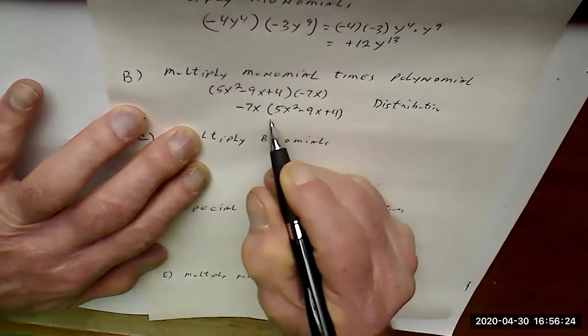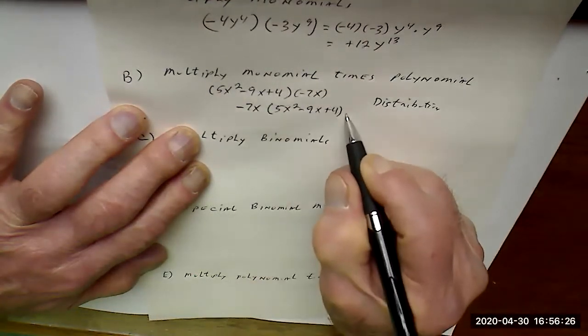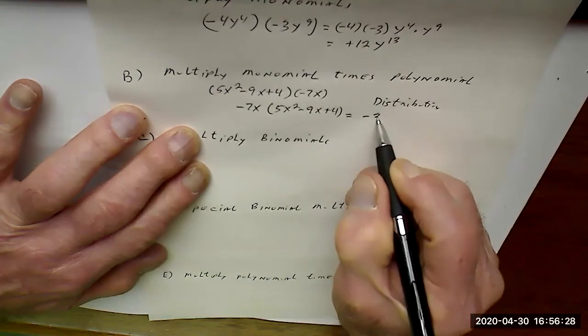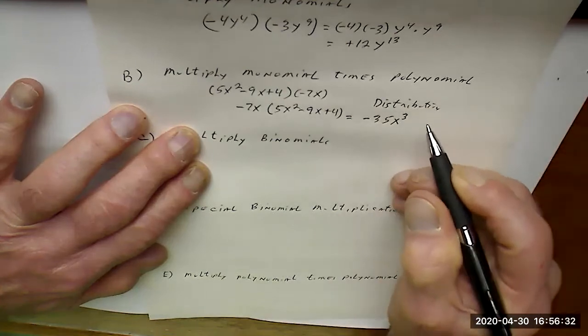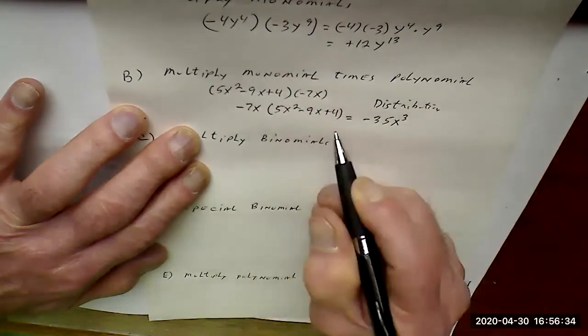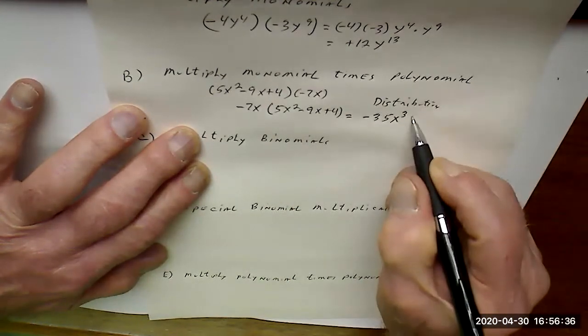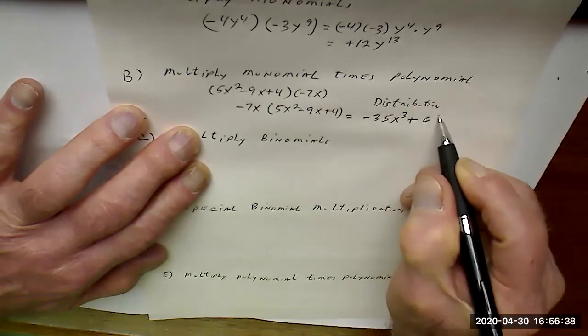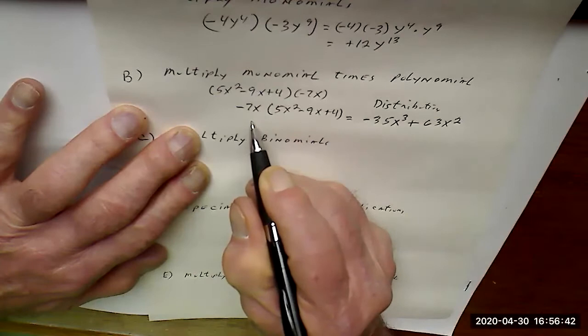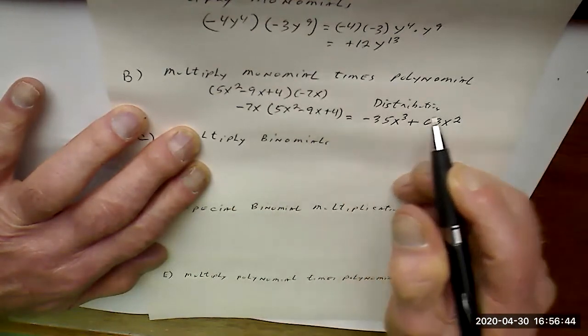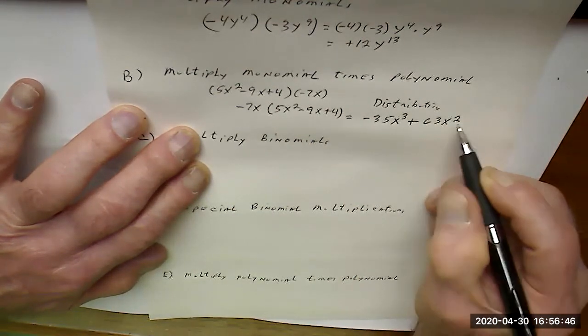Therefore, we're going to take minus 7x times 5x squared. That's negative 35x cubed. Be sure to add the powers. Negative 7x times negative 9x is a positive 63x squared. Negative 7x times 4 would be negative 28x.